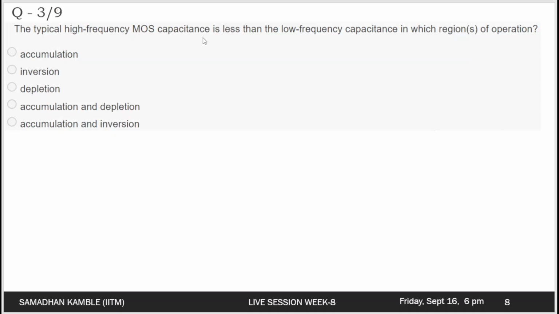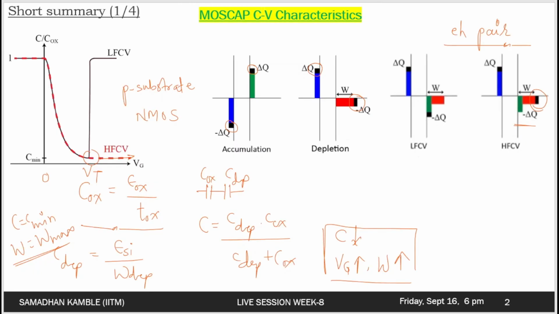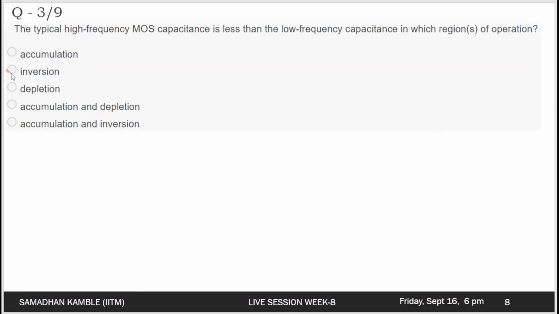Accumulation and depletion. How accumulation, do you think? If you can just go to the characteristics here. If you have a look at the CV characteristics. Yeah, so that's what I'm saying. In the CV characteristics, accumulation is this region. So it is the same for low frequency as well as for high frequency. The only region where it matters mostly is the inversion region, where the electron hole pair generation is an important factor, and so the answer is only inversion and not the accumulation.